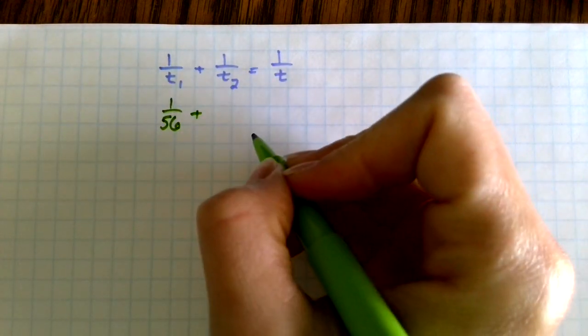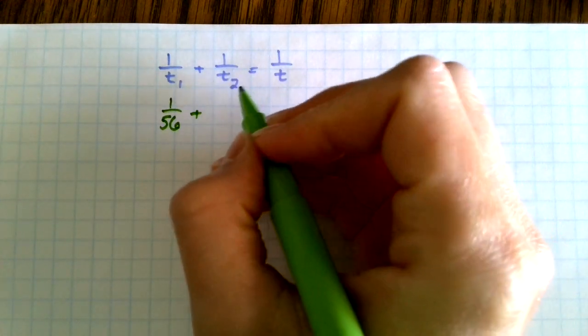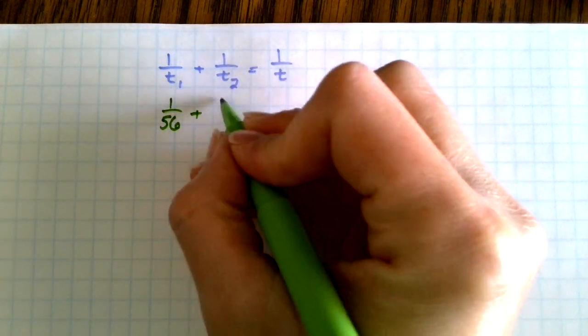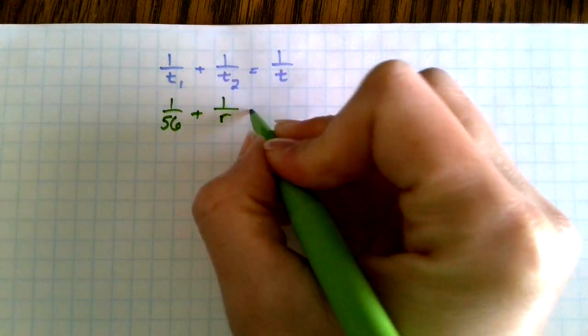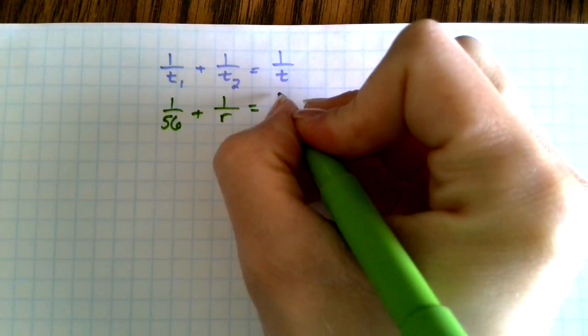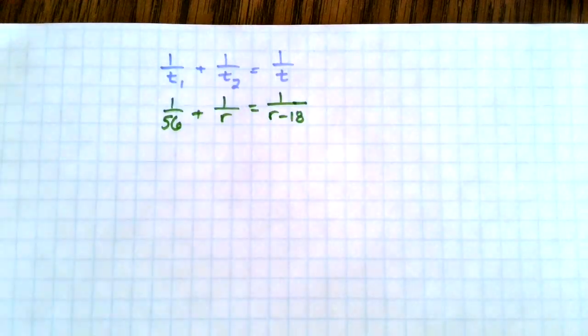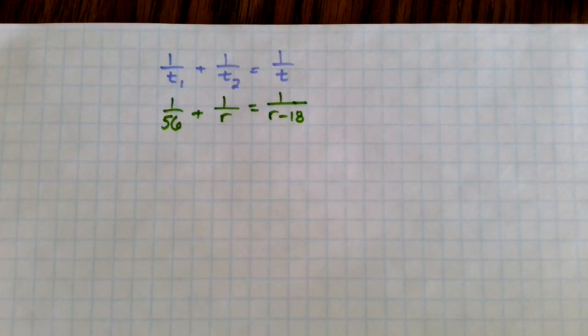We're trying to figure out how long it would take for Riley to do the job alone, so we don't know the t sub 2 value. We can let r be Riley, so 1 over r. And then the time together is that they can do it 18 minutes faster than if Riley lines the field on her own. So this is actually going to be 1 over r minus 18, since it's 18 minutes faster than whatever Riley does.